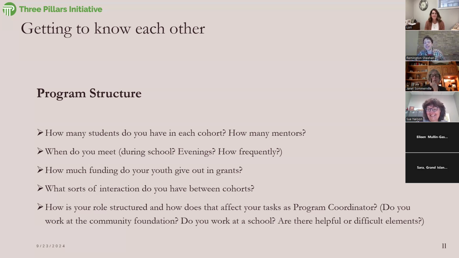Yeah, perfect. That is always interesting, to see the differences in the structures. I know even the structures with the role in Grand Island, when Sarah, I know that you're coming into the role now and that you're going to be watching and playing a little bit more of a role next year.